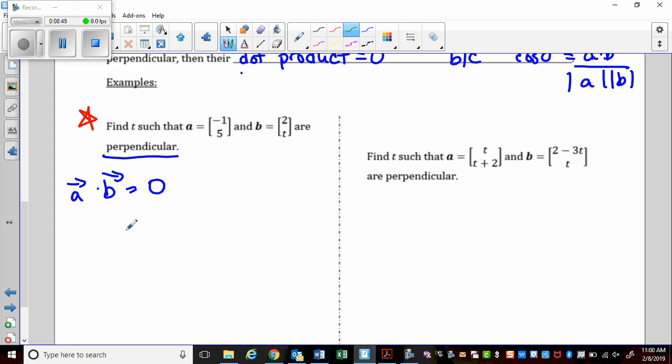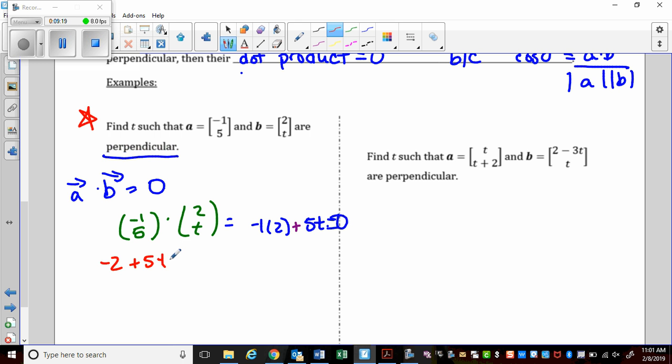Okay. So a is -1, 5, and b is 2, t, and the dot product is -1 times 2, plus 5 times t, and we want this to equal 0. We want to know when this equals 0. So -1 times 2 is -2, plus 5t. This equals 0 when 5t equals 2, and when t is equal to 2 over 5.